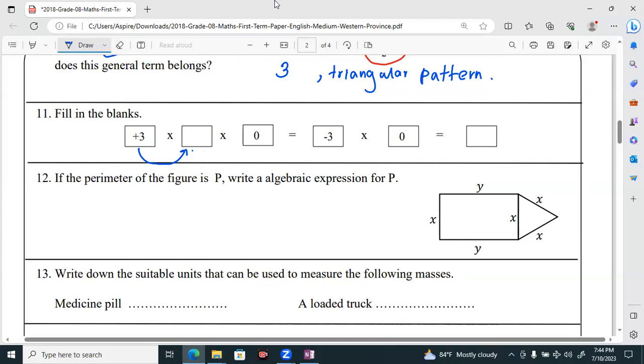Negative 1. Very good. Because 3 times negative 1 is negative 3. Positive times negative is negative. Then any value multiplied by 0, is it negative 3 also?